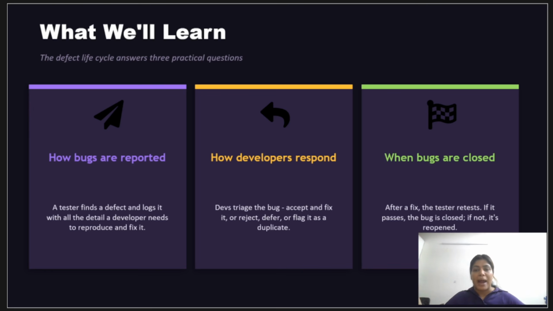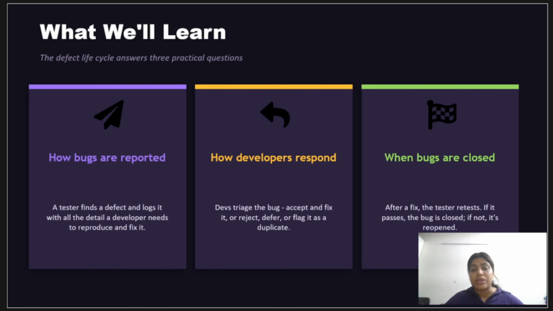So there are three practical questions that we will try to answer: how bugs are reported, how developers respond, and when bugs are closed. A tester finds a defect and logs it with a title, steps to reproduce, expected versus actual, severity, priority, and screenshots. A good report lets the developer reproduce it without asking for anything extra.